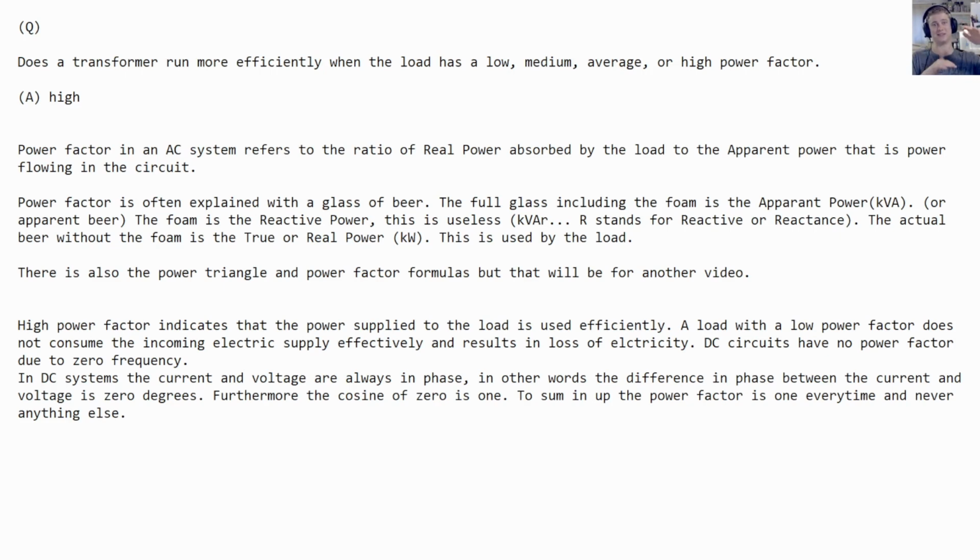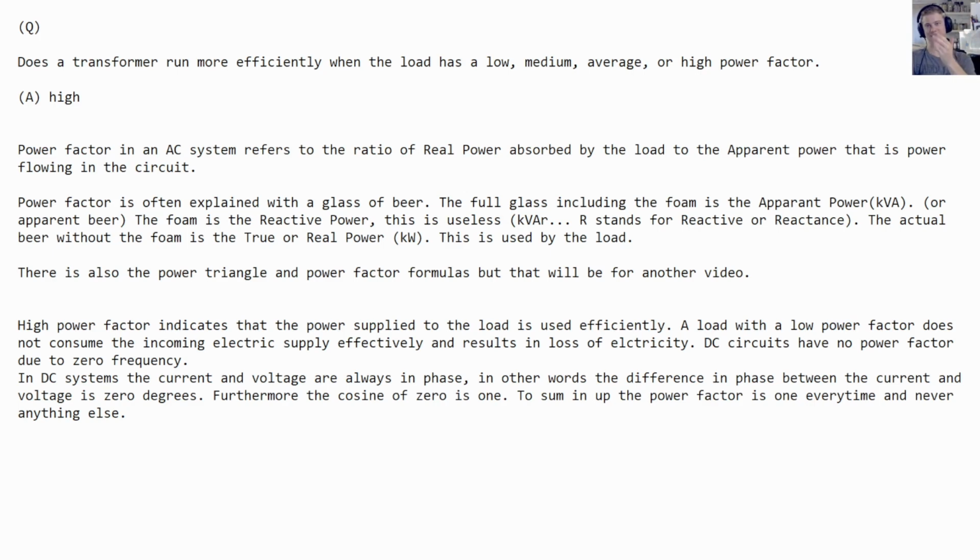So the full glass, including the foam, is the apparent power. It's like the apparent beer. The bartender hands you some beer, and hopefully it doesn't have a bunch of foam at the top. No matter what it is, that's your apparent beer that you have. The foam would be known as the reactive power. This is going to be useless. Okay, so that's kVAR. R stands for reactive or reactance. The actual beer without the foam is the true or real power. So it's like the true or real amount of beer that you actually have.